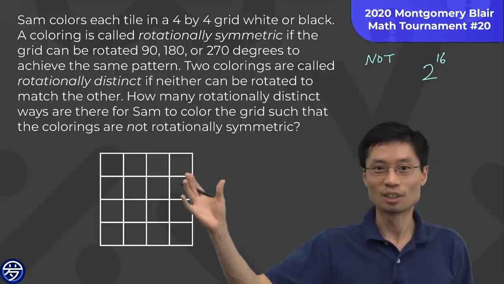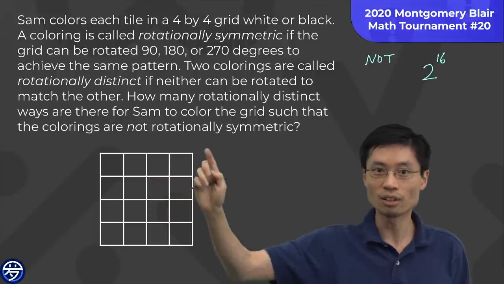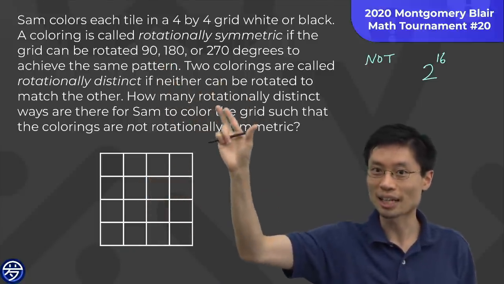But right now what we have here is that if you rotate, hey look, the 90 and the 270 are the same kind.